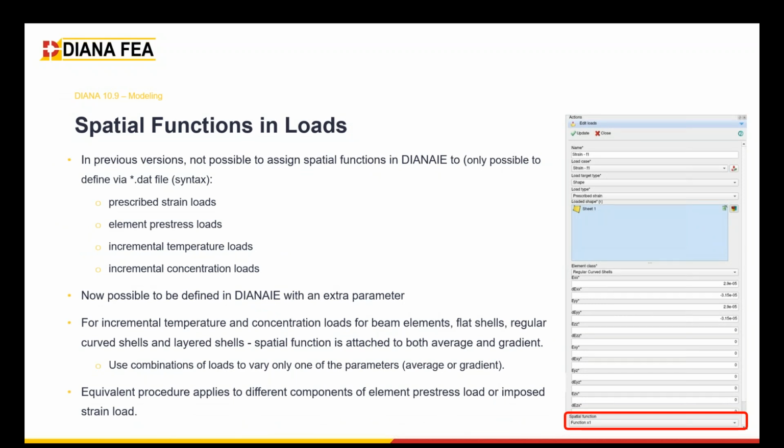Another topic is the spatial functions in some loads that was not possible before. In the previous versions of Diana, you could assign spatial functions to some of the loads, but it was not possible to assign them to prescribed strain loads, element pre-stress, and incremental temperature and concentration loads. So this was only possible through the .dat file, through syntax. And now in Diana IE, we can do this. When you select the load type of prescribed strain, element pre-stress, incremental temperature or concentration load, at the end of the panel you will see the spatial function that you attach to the parameters.